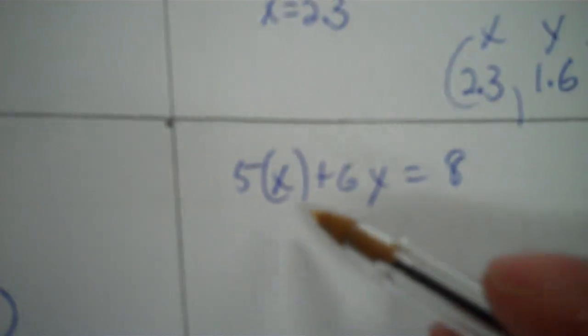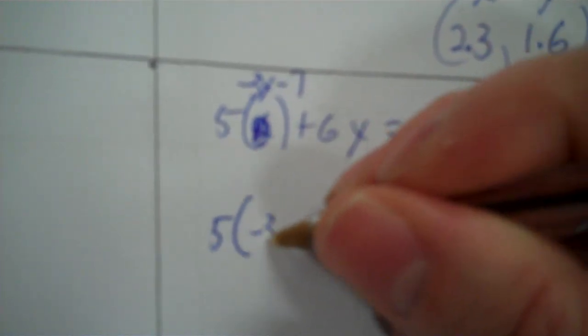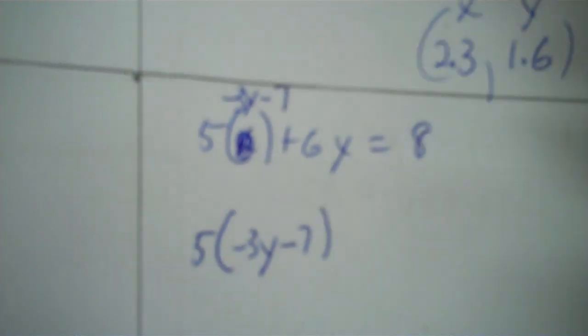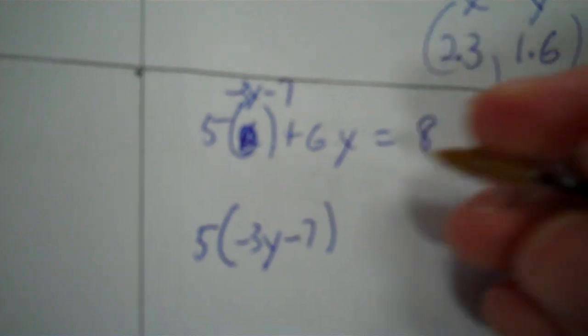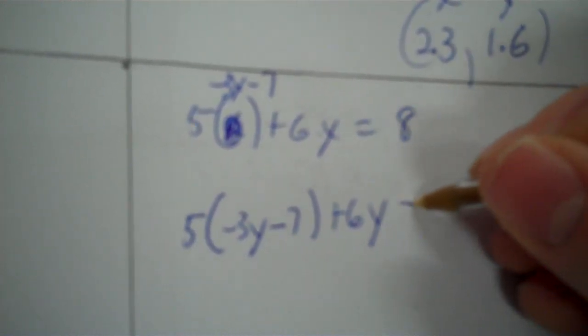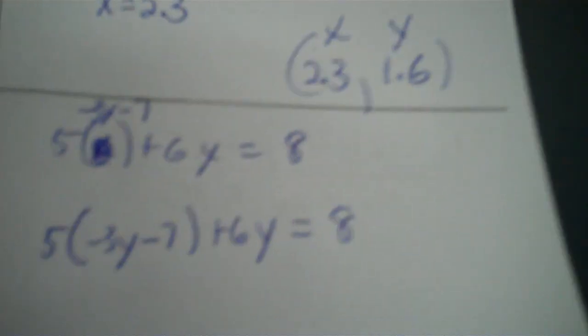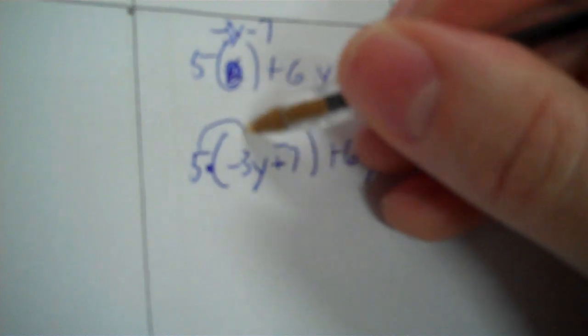So the base is x. So that's the one you replace. And then you put negative 3y minus 7. So you have 5, and then negative 3y minus 7. After that, you have plus 6y equals 8. Now make that plus negative, and you distribute your 5.